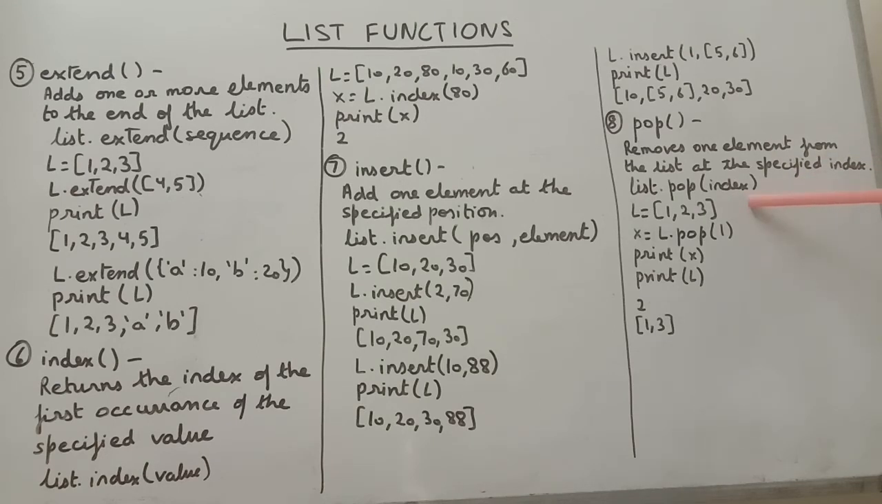So if this is your list and I say L.pop(1), that means I want the value at the first index to be deleted. So the resultant x is 2, and the original list will be this one.